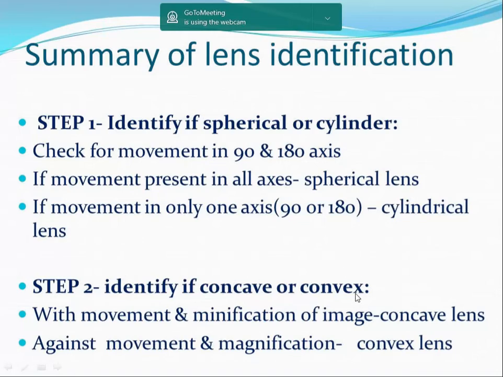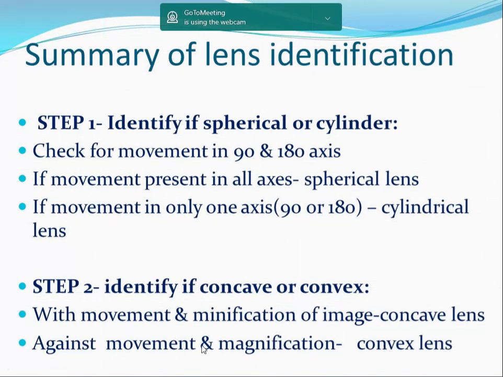Next task will be to find out whether the lens is a concave or convex one. For that, you will look at the image and see its motion. If the movement of the image is with your movement, that means in the same direction as you move, that means if you move up, the image also moves up, then it is a concave lens. But if you move your lens up and the image moves down, then it is a convex lens. Against movement is a convex lens.